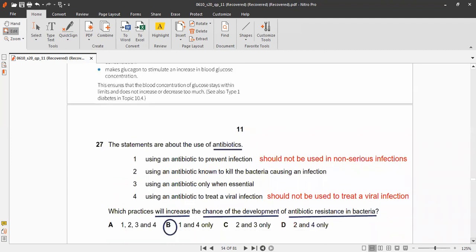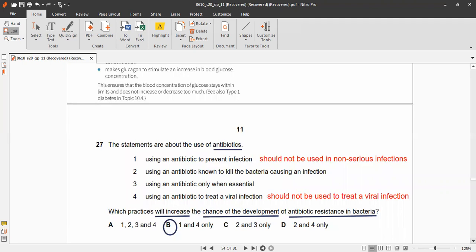The statements are about the use of antibiotics. Number 1, using antibiotic to prevent infection. Number 2, using antibiotic known to kill the bacteria causing an infection. 3, using antibiotic only when essential. 4, using antibiotic to treat a viral infection. Which practice will increase the chance of development of antibiotic resistance in bacteria?